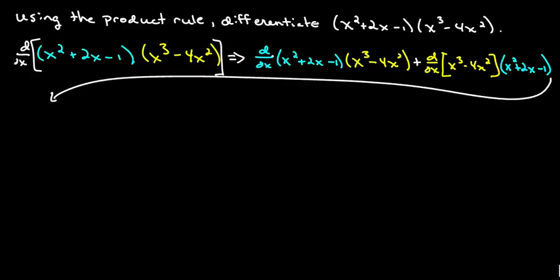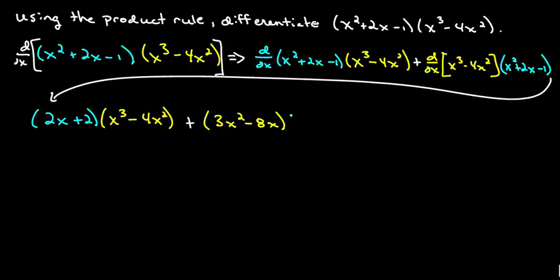So this gives us, now the derivative of this is 2x plus 2, and of course we have to multiply it by just this function. Plus the derivative of this one times the first one, like that. And now we'll go ahead and reduce here.